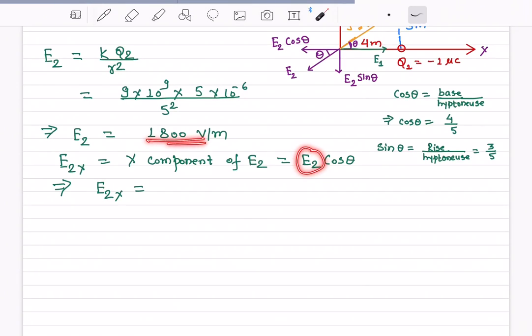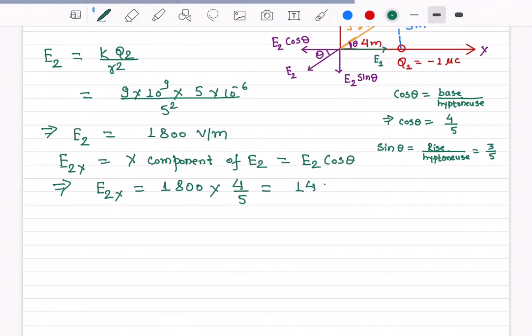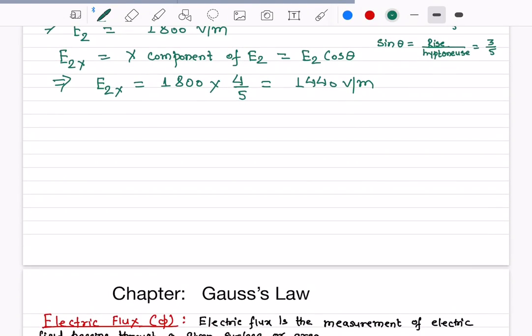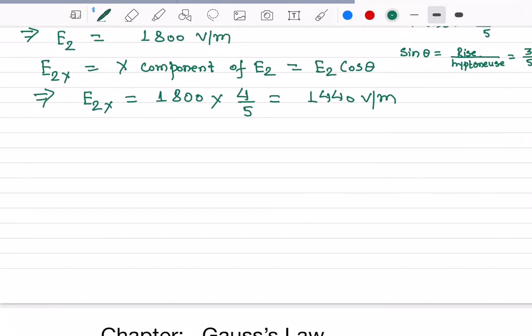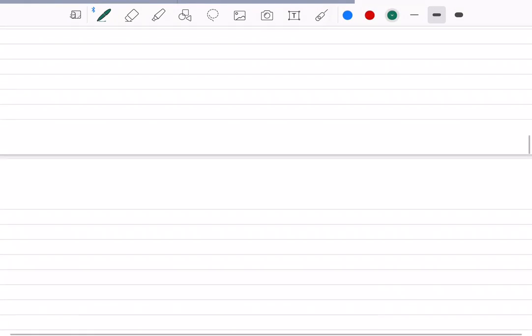So now let's find out E2x. We know now what is E2. We know this E2, which is 1800. So 1800 times cosine theta. Cosine theta value is 4 over 5. So we have 4 divided by 5. If we calculate this one, we'll get 1440 volt per meter.